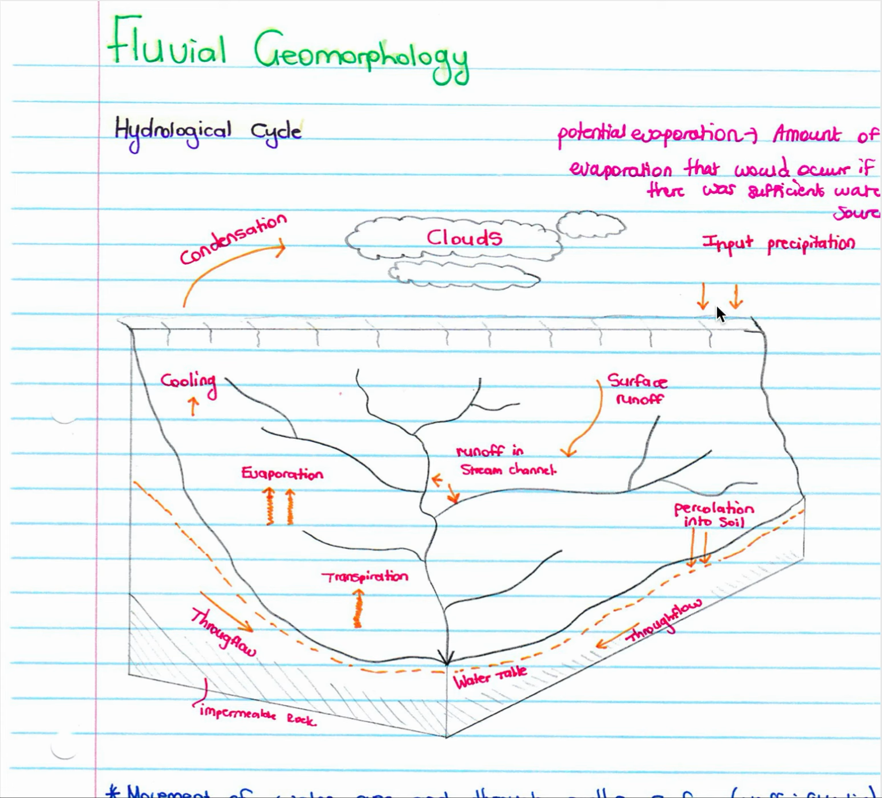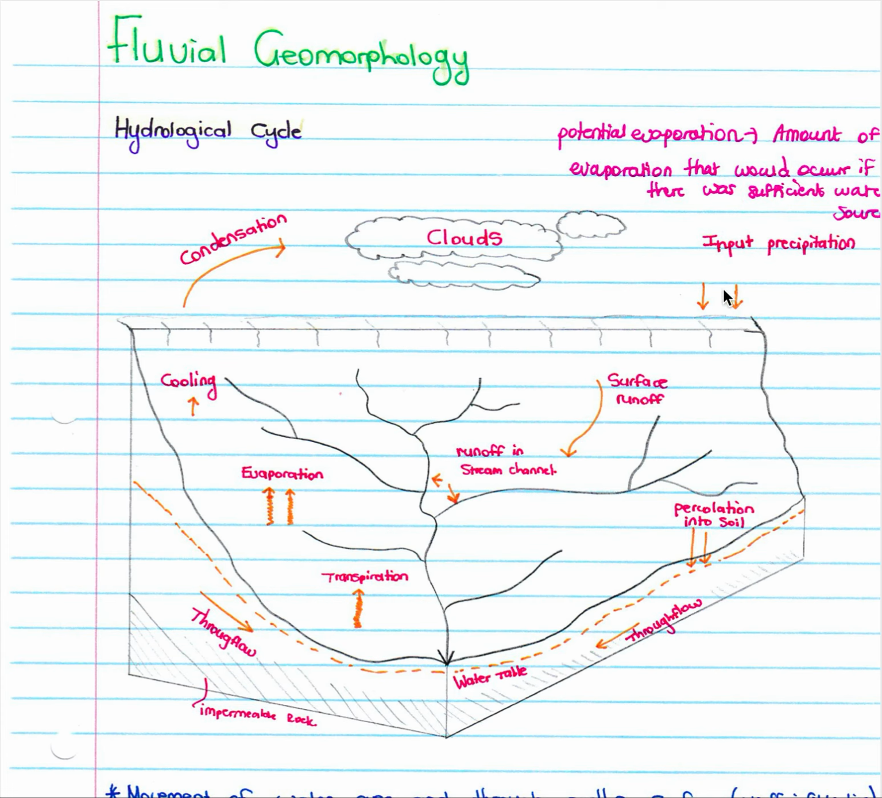In this lesson, we will cover the Fluvial Geomorphology section of the geography syllabus. Now, when we look at Fluvial Geomorphology, the most important starting point to understand is the hydrological cycle. When we look at the hydrological cycle, we look at the input of precipitation and how that water moves around our Earth and our atmosphere.